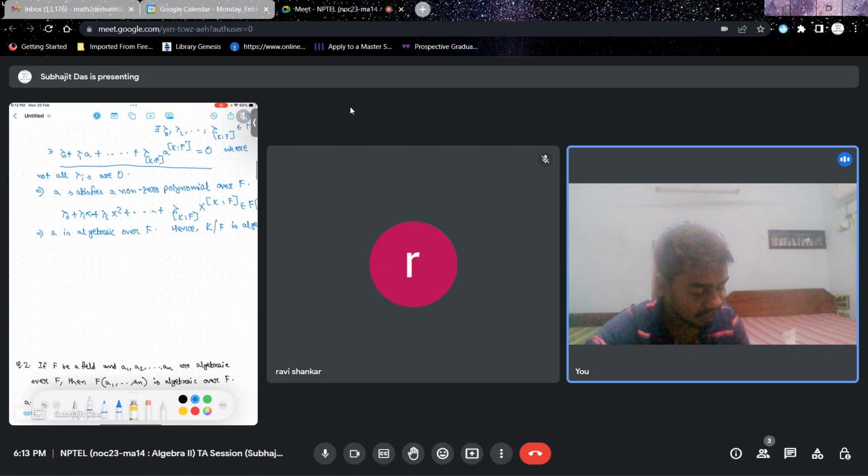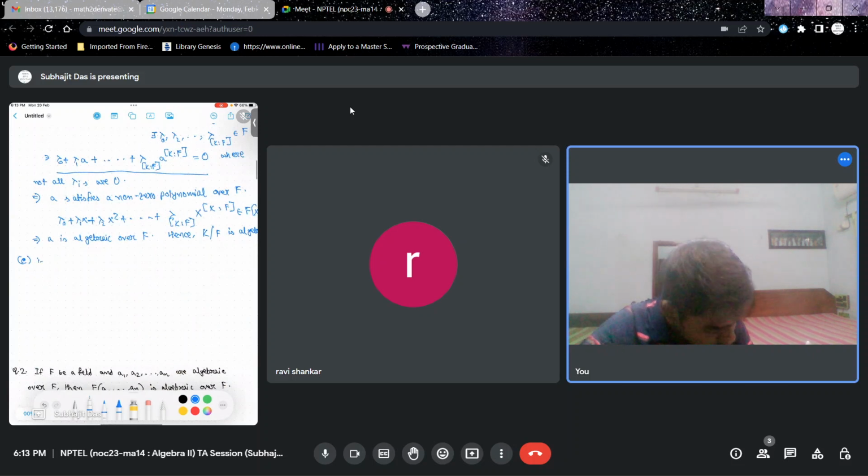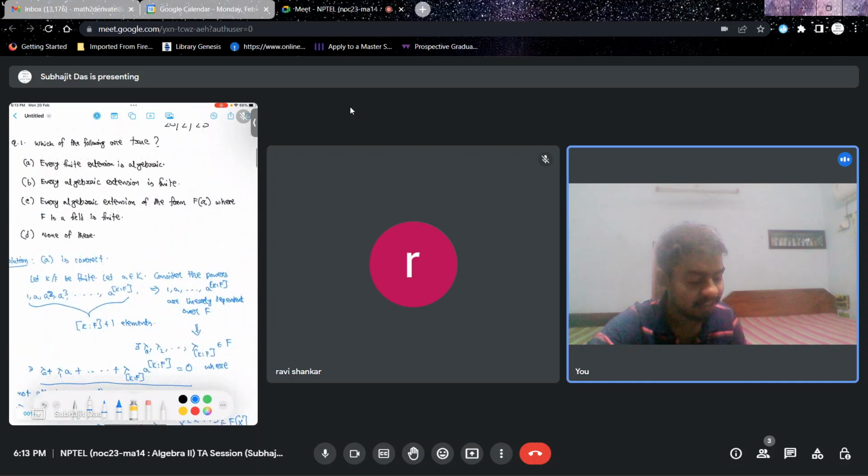So what about statement C? You said that C is correct. So why is C correct? C says that every algebraic extension of the form F adjoined with alpha, where F is a field, must be a finite extension. So why is this correct?